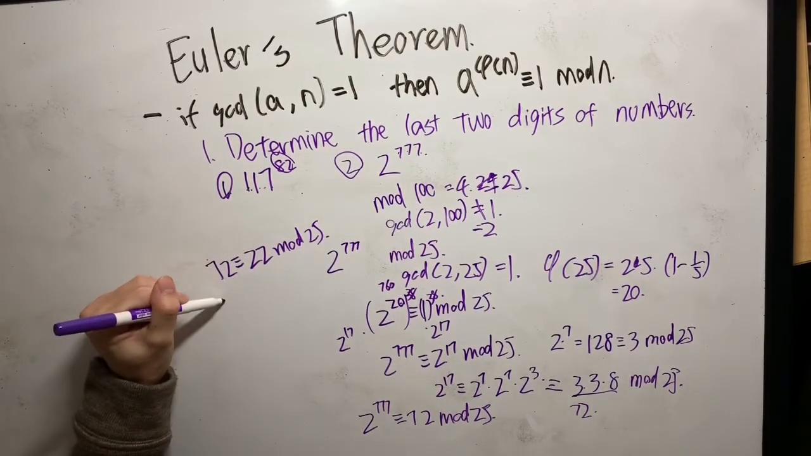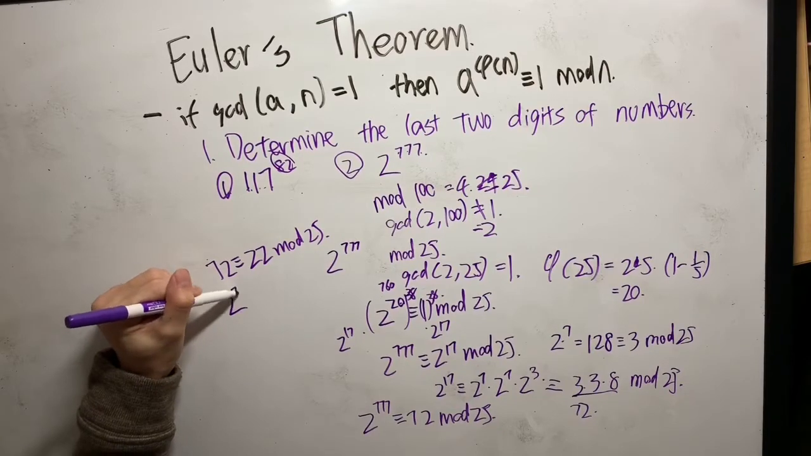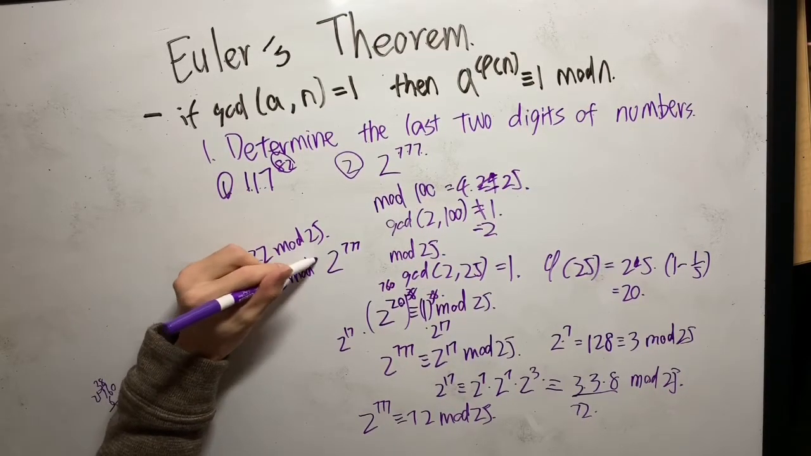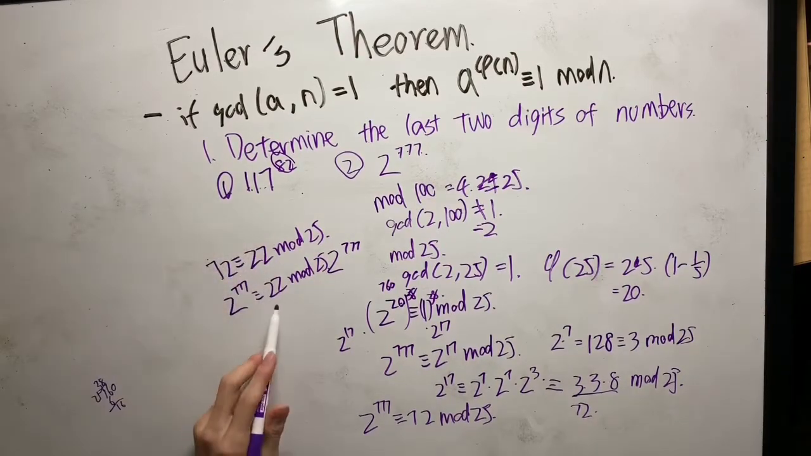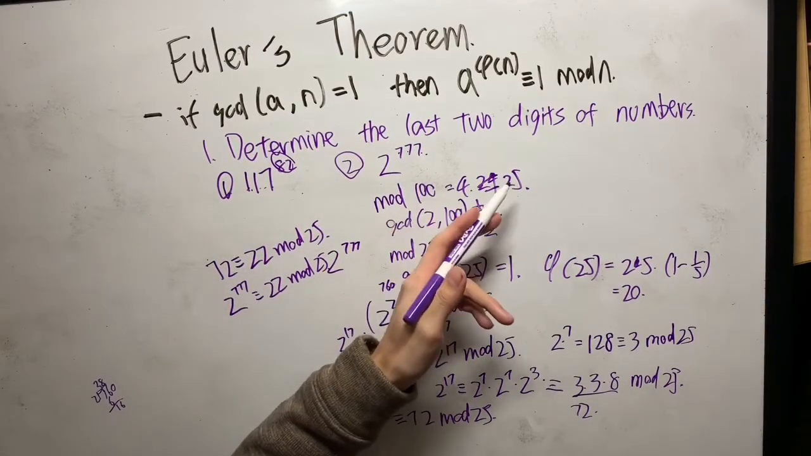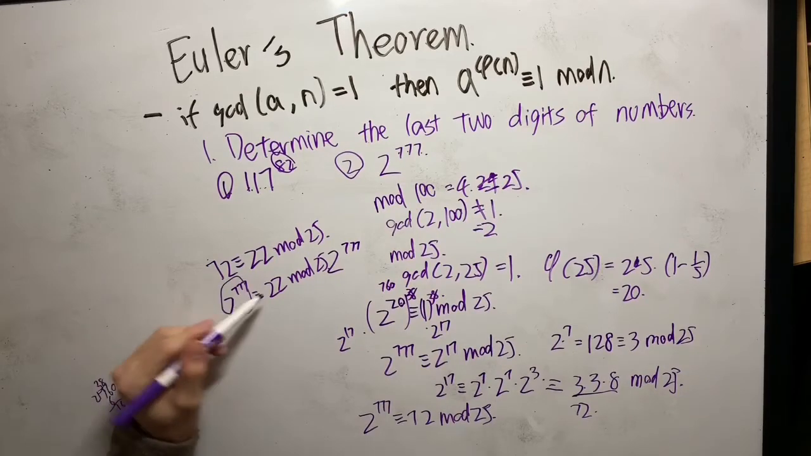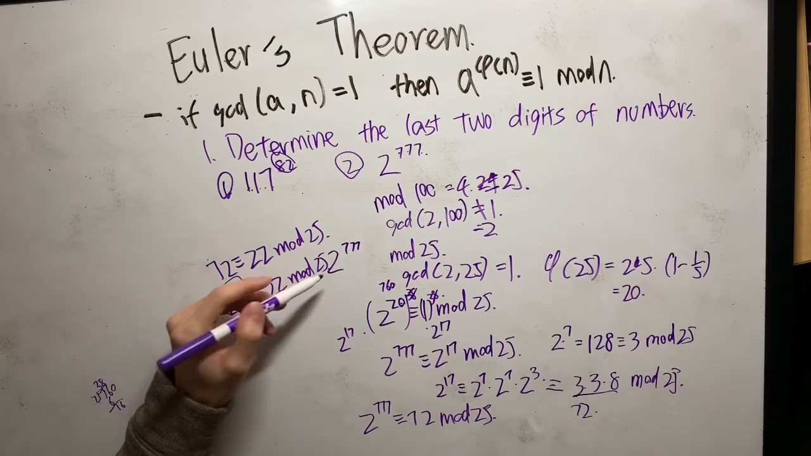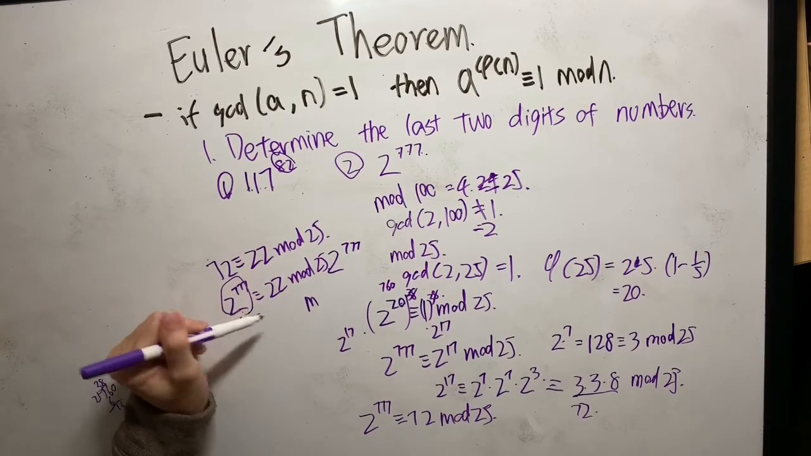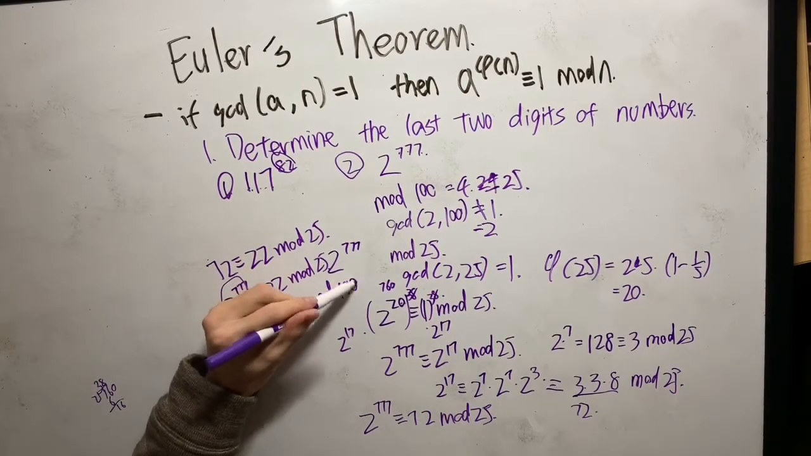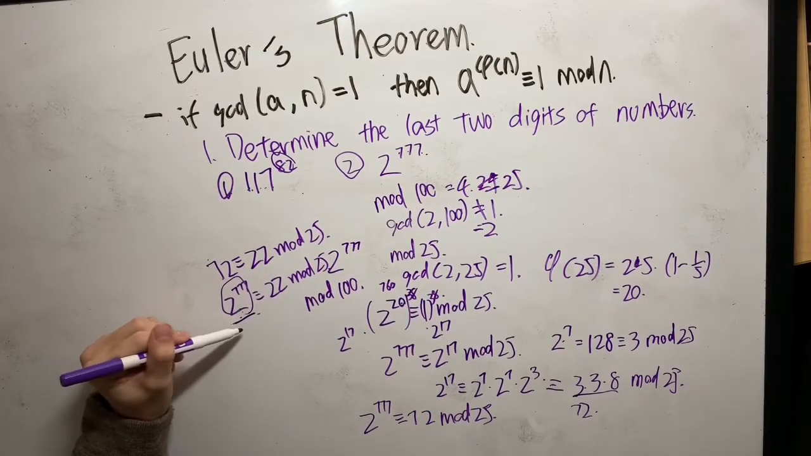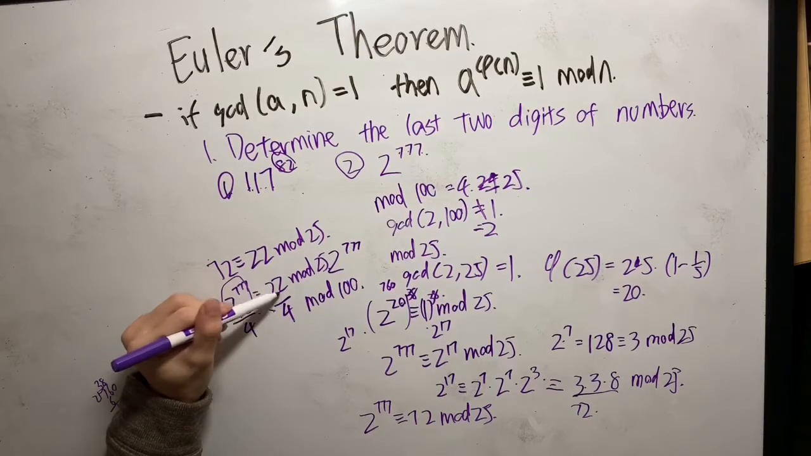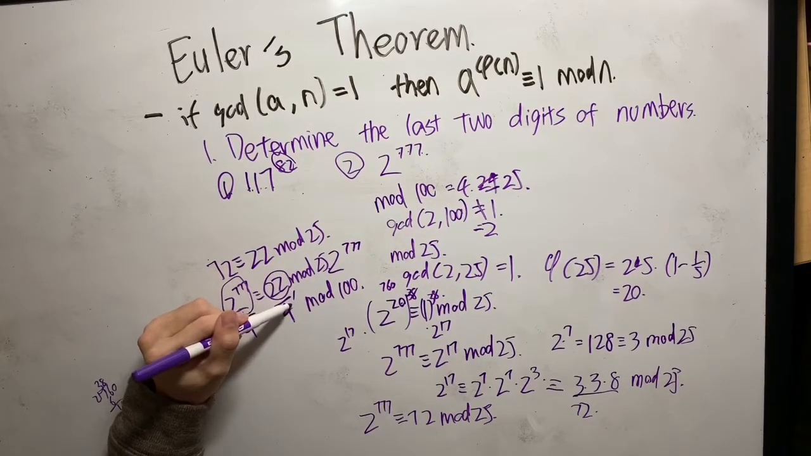And last but not least, we have 2^777 is congruent to 22 mod 25. But does that mean that the last two digits of this number is 22? We notice that we are finding the number mod 100, so the left side must be divisible by 4 and the right side must be divisible by 4. However, 22 is not divisible by 4.